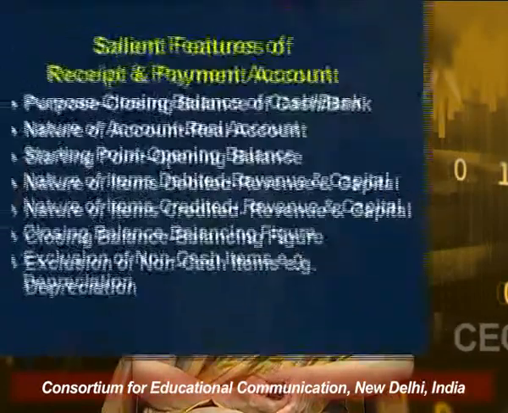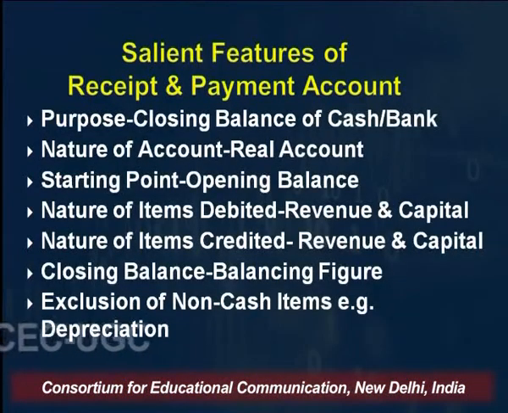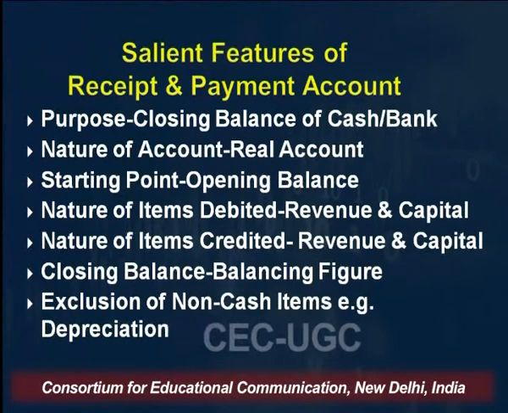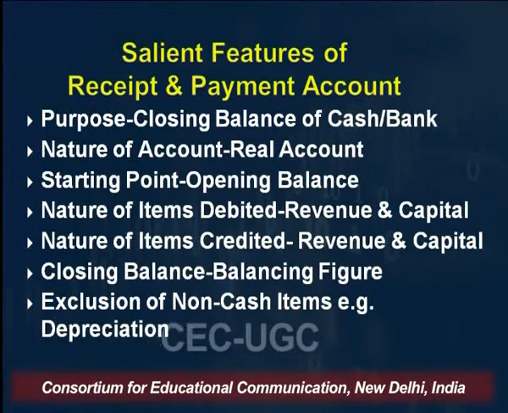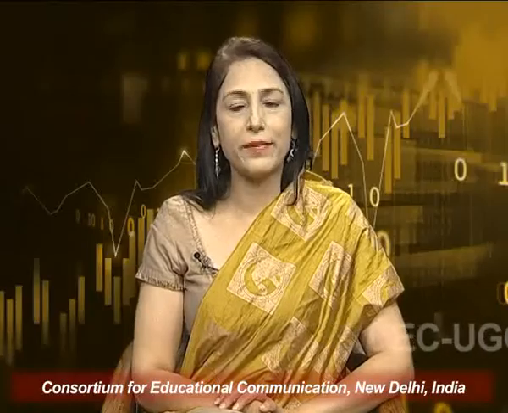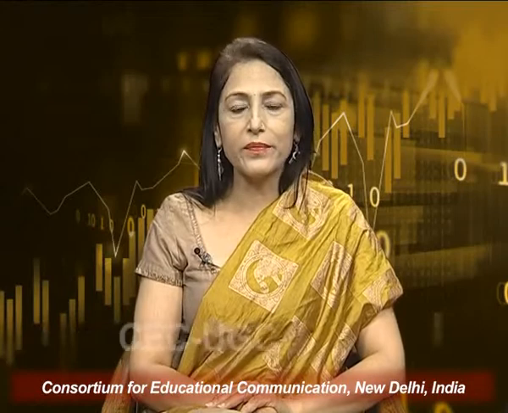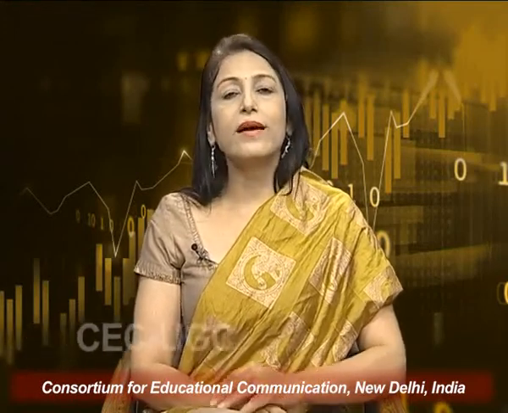Now the next salient feature of this account is that the items which are debited are both revenue and capital items, and in the same way the items which we credit are again revenue and capital items. Items of either revenue or capital nature, if they are receipts, would be on the debit side, and if they are payments, then they would be on the credit side. Now the next question is, what do we expect as the closing balance of this account? First of all, friends, the closing balance would be the balancing figure.